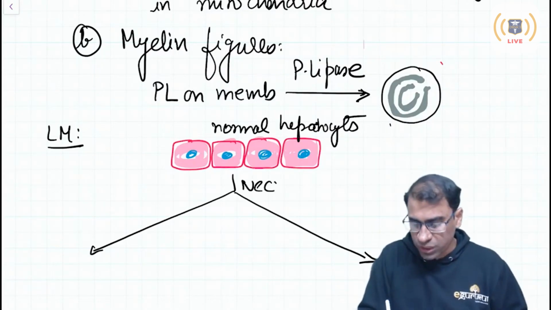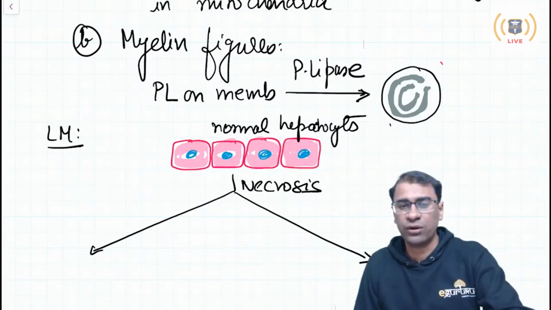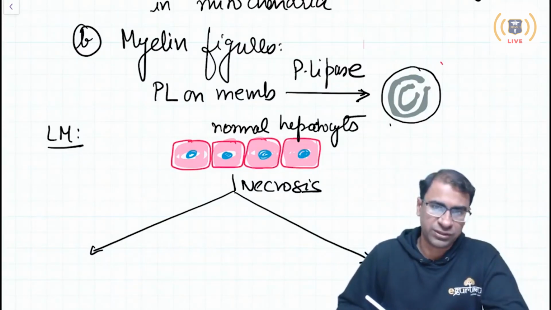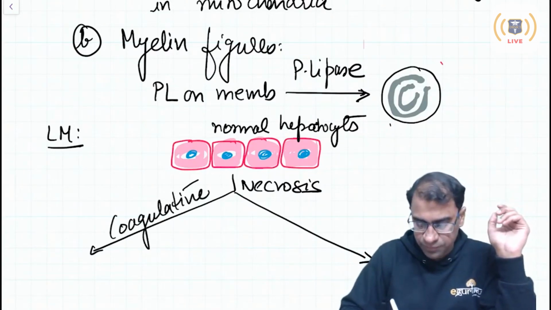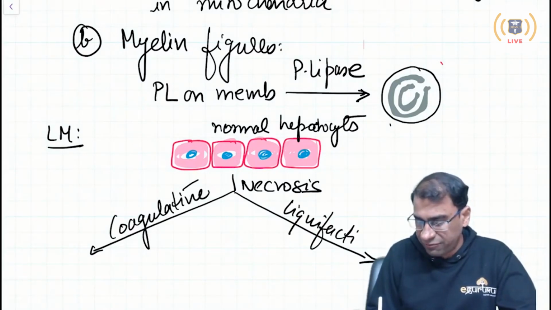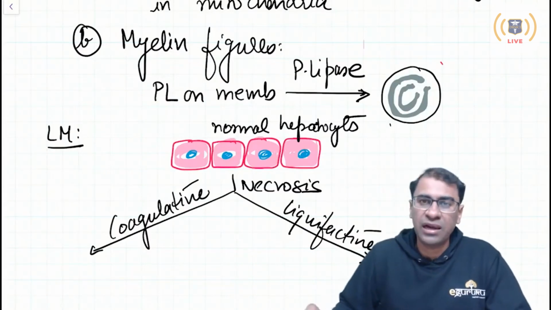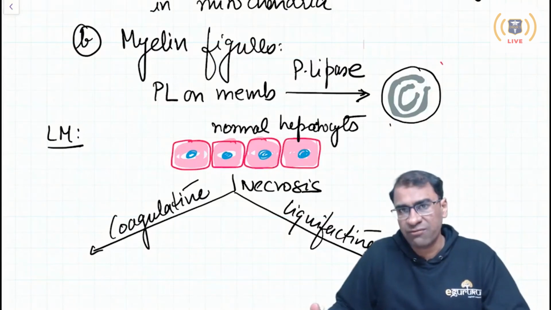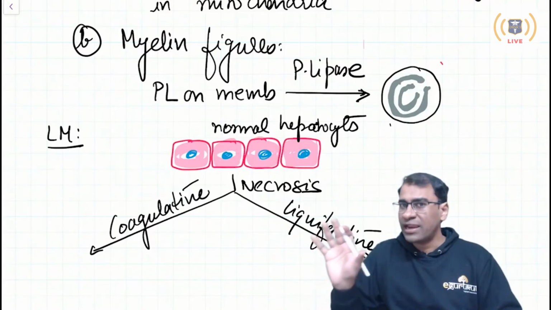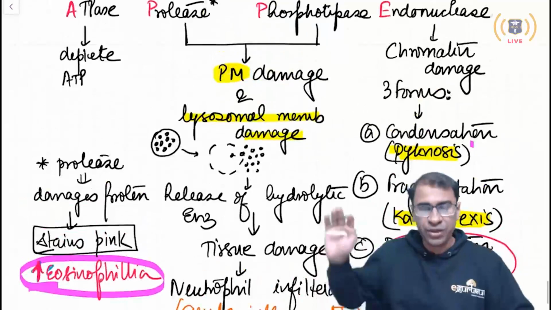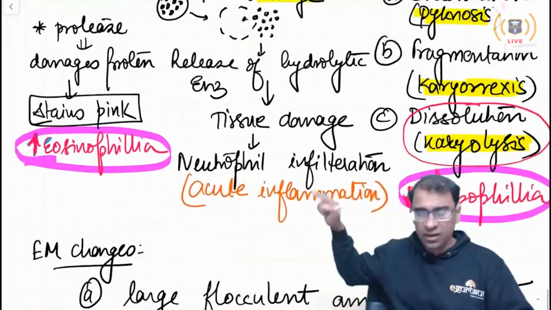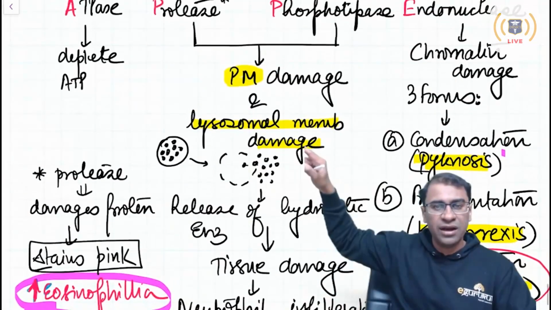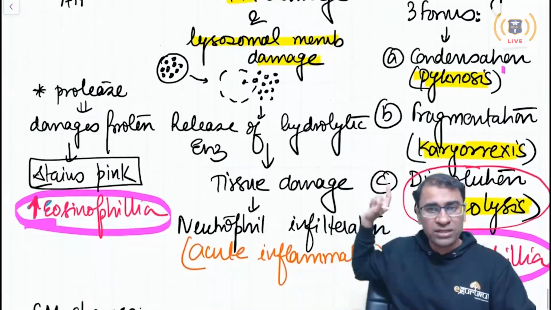Now see what will happen if these hepatocytes undergo the morphological cell death of necrosis. To remember this, first remember there are two morphological types of necrosis: one is coagulative and one is liquefactive. For now, just understand the coagulative first, on the basis of the conceptual understanding we have just seen above. In the light microscopic changes, the findings you expect are: more pink color, less blue color; second, acute inflammation; third, the plasma membrane is damaged and the nucleus is damaged.